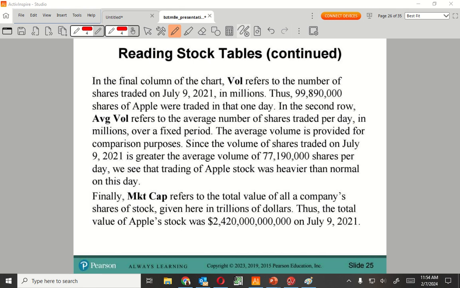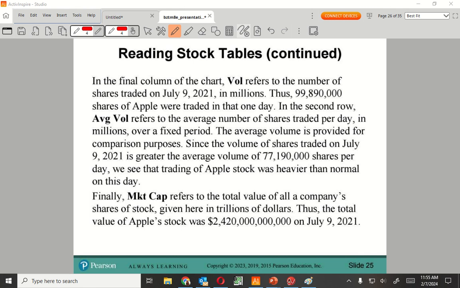Now we are going to the financial column of the chart. Volume refers to the number of shares traded on that day in millions. Thus, 99 million was traded on that day. The second row, average volume, refers to average shares traded in the day over millions over a fixed period. The average volume is provided for comparison purposes.